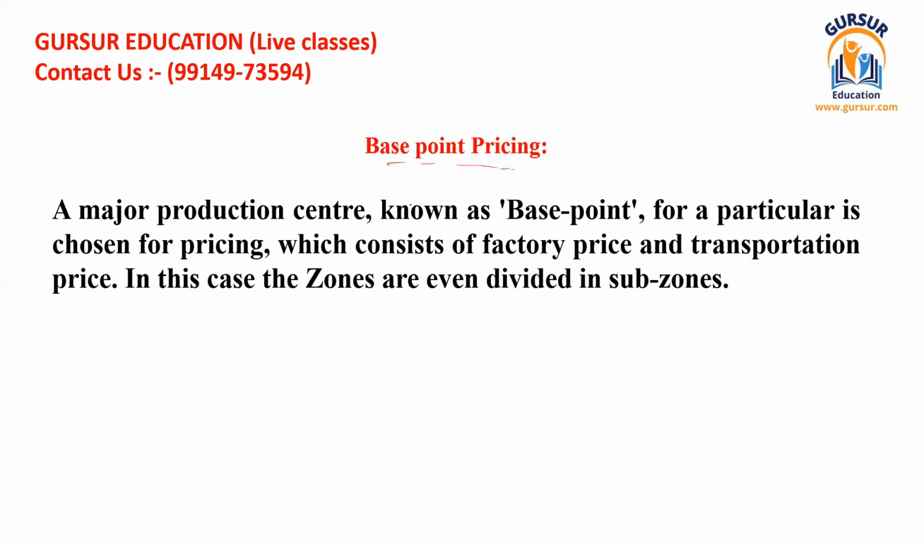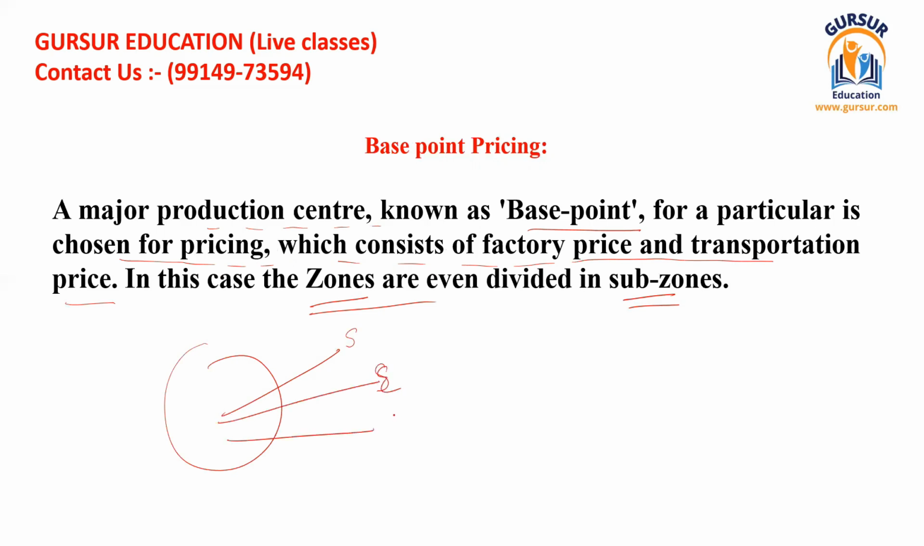Okay, this is also under the geographic pricing system. A major production center known as the base point is chosen for pricing, which consists of a factory price and a transportation price. In this case, zones are further subdivided into sub zones. Like I have already given you the example: east zone, south zone, north zone. These are the different zones, and these are further divided into sub zones.